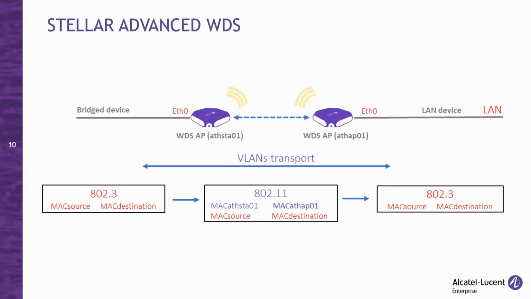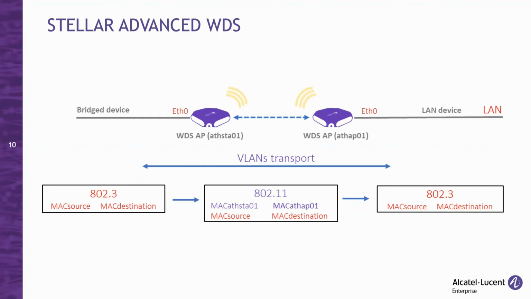Advanced WDS mode. Stellar meshing solution is an advanced WDS distribution system. Each AP in the mesh cluster works as an access point in WDS mode and allows transparent Ethernet bridges over the APs with a common broadcast domain and the transport of different VLANs for all devices. VLANs can be VLANs of management or for data traffic, tagged or not tagged.